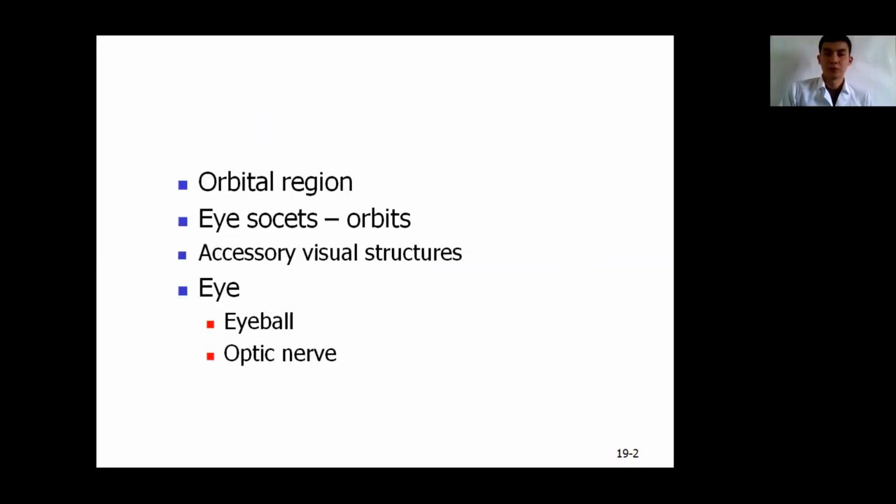So, as you understood, we'll talk about anatomy of the orbital region, eye sockets, orbits or bony cavities for the eyeball, accessory visual structures, also known as adnexa oculi, and the eye. We'll talk about anatomy of the eyeball and optic nerve and visual pathways. About optic nerves, optic chiasm, optic tract.